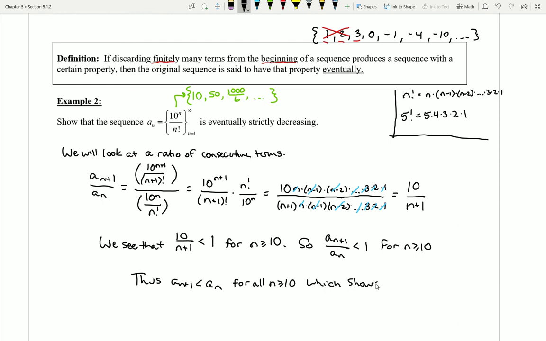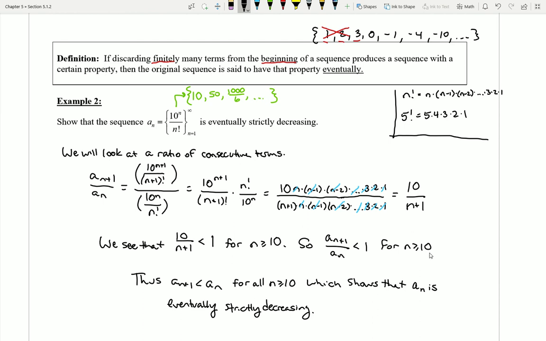which shows that a sub n is eventually strictly decreasing, right? This is showing me again that once you get past the spot of 9, when you get to spots 10 and on, and you start doing these ratios, you start doing A11 over A10, A12 over A11, you always get things that are less than 1.